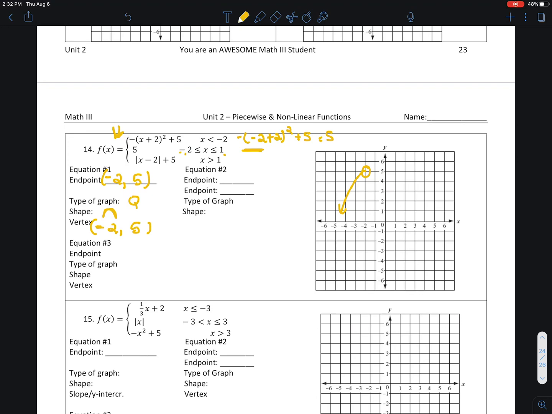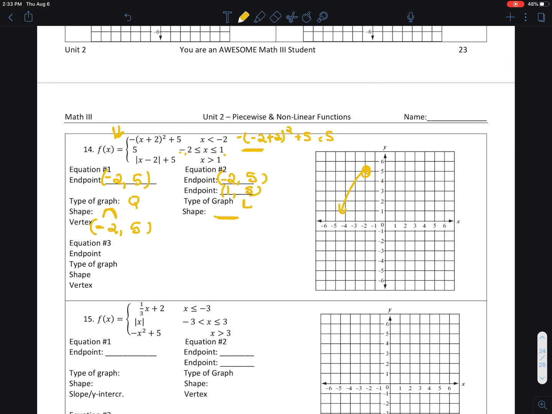Equation 2, the second equation, is just a horizontal line at 5. Okay? And it goes between negative 2 and 1. So our endpoints are going to be negative 2, 5, because it's always 5, and it's going to be 1, 5. The type of graph is linear, and its shape is a horizontal line.